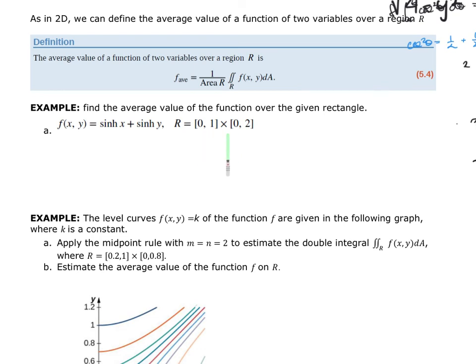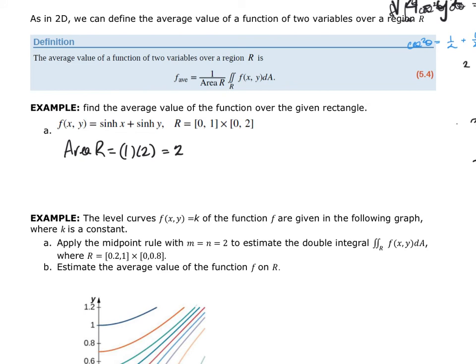The length from here to here is 1. The length from here to here is 2. So my area of R for this example is going to be the easy part. It's going to just be 1 multiplied by 2. So that's the easy part, which is 2.